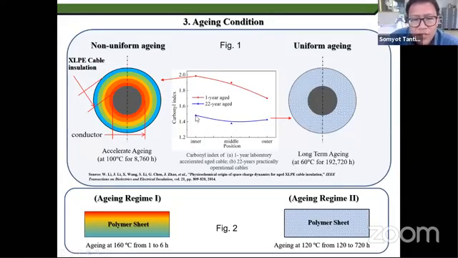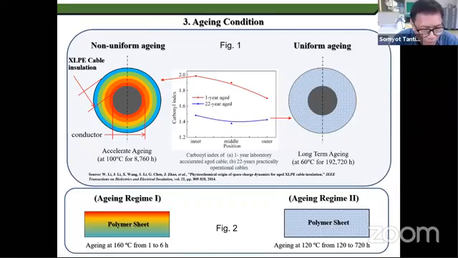And for the uniform aging, you could see the carbon index nearly the same throughout the bulk of insulation. I try to imitate these two forms in the polymer sheet. I call the aging regime 1 for the non-uniform aging and aging regime 2 for the uniform aging. And I try to find what is the aging condition for these two forms.